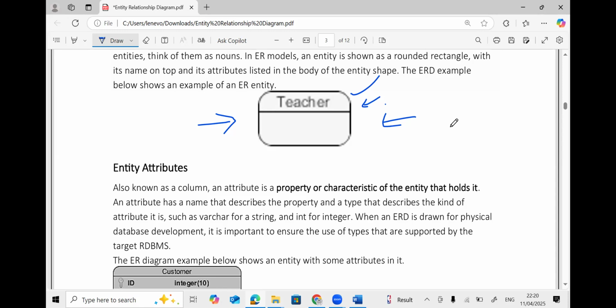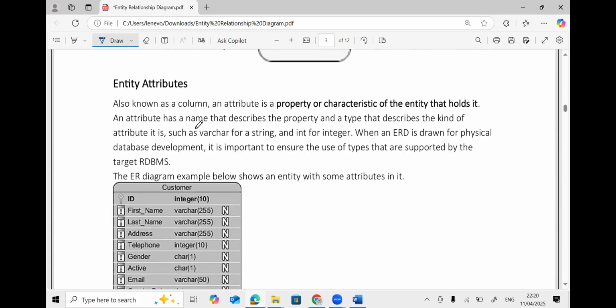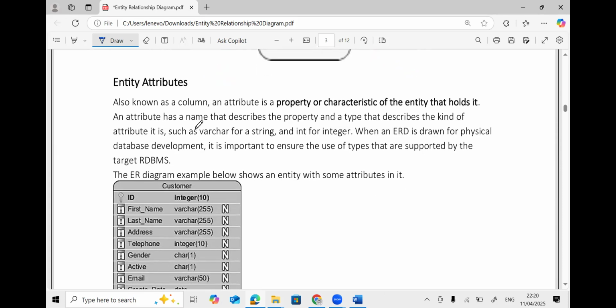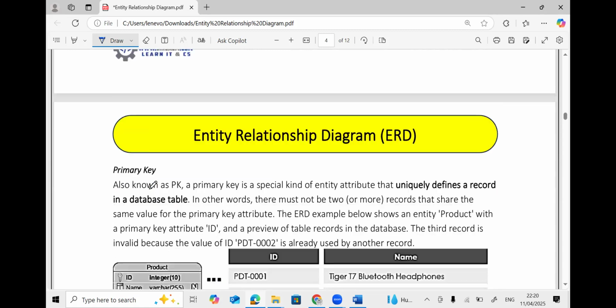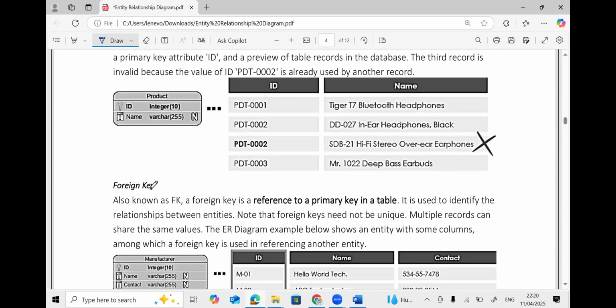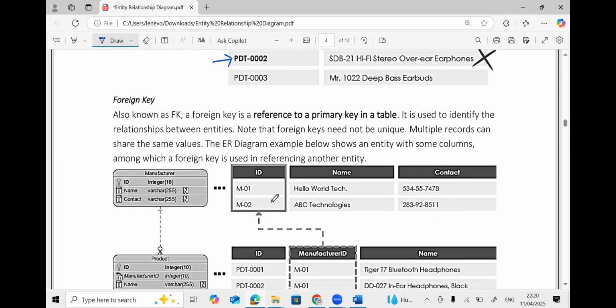You do it yourself. Okay. So, entity attributes. Obviously, our attributes are what we call properties or features that hold information. Okay, we will talk about them, IDs and so on. Then we will talk about your primary key, foreign key. Okay, so that's a primary key, that's not a primary key. You will refer to foreign key.